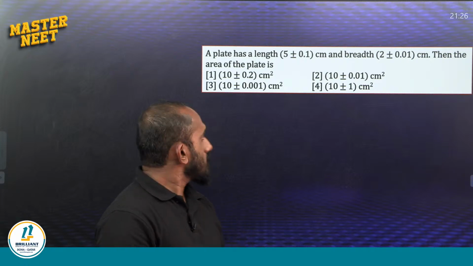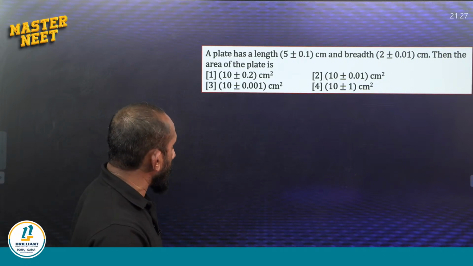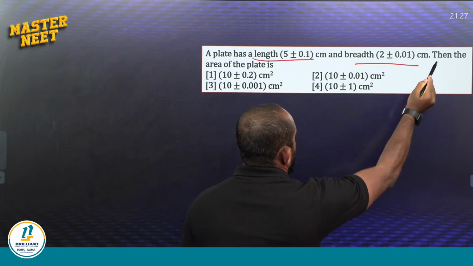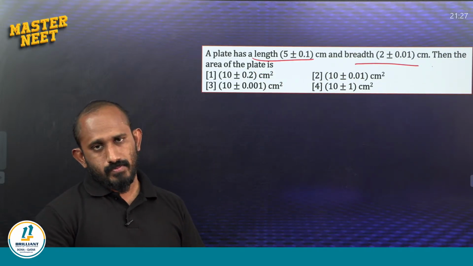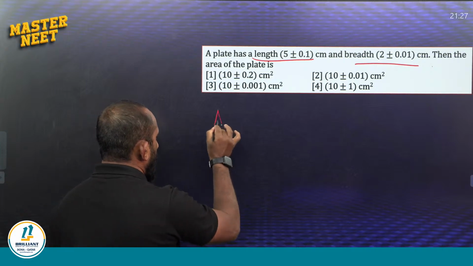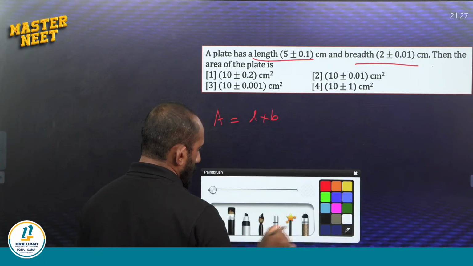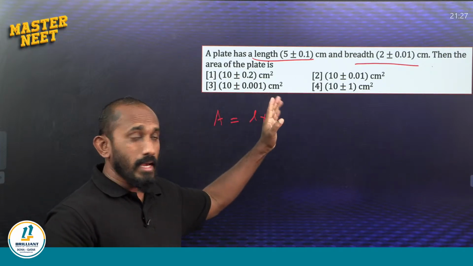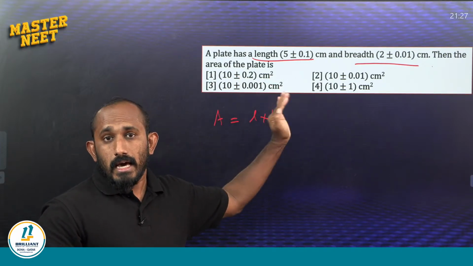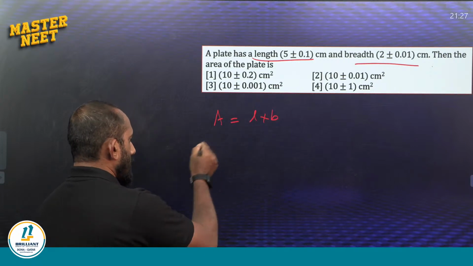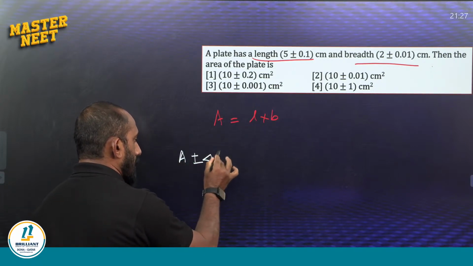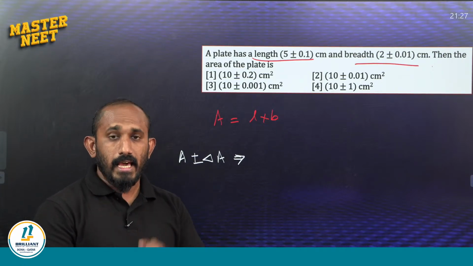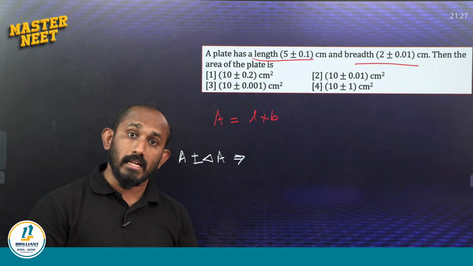A plate has length 5 plus or minus 0.1 centimeter and breadth 2 plus or minus 0.1 centimeter. So length is given, breadth is given. Then the area of the plate, so for a rectangular plate, area A is equal to length into breadth. Okay, product is there. Now you have to express the area in terms of the error limit. So the area will have A plus or minus delta A. That is the way you have to represent it. A is the true value of the area and delta A is the error in the area.